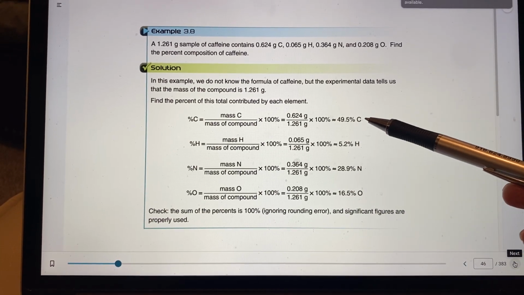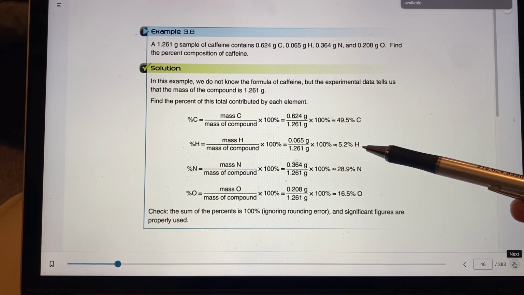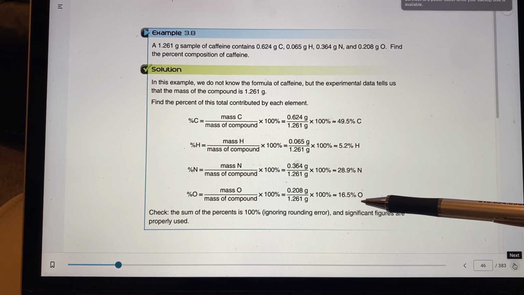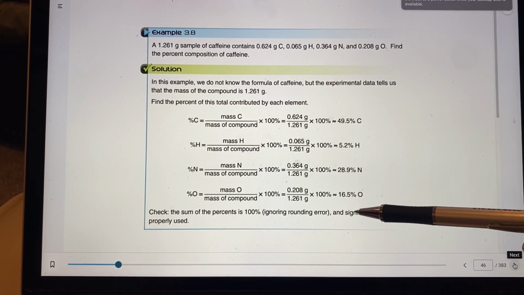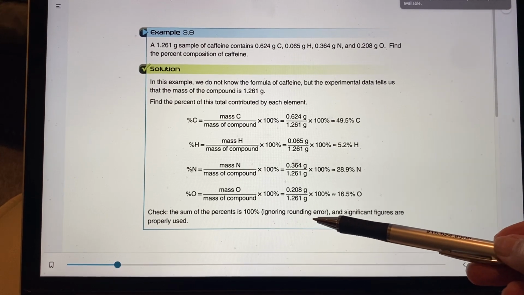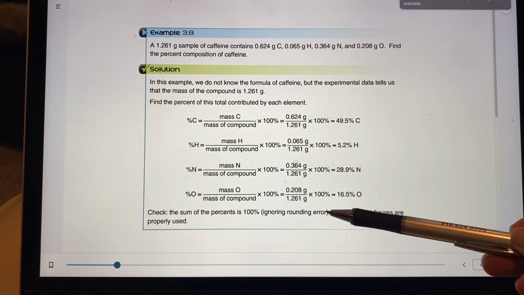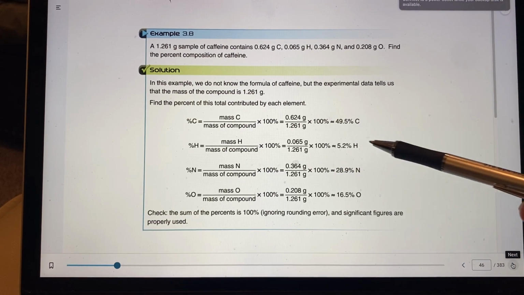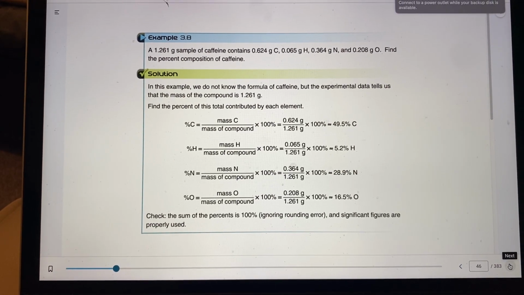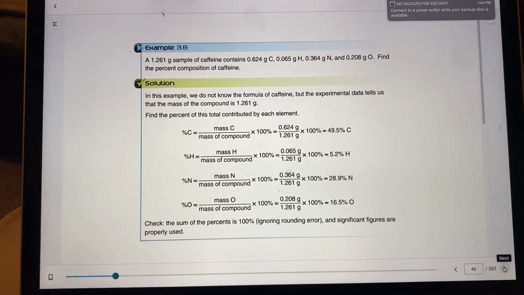So we have 49.5% carbon, 5.2% hydrogen, 28.9% nitrogen, and 16.5% oxygen. And then we add these up together, we check the sums, and we ignore the rounding error and find out the sig figs all look fine. And as we put it together, we'll find it comes to approximately 100%.